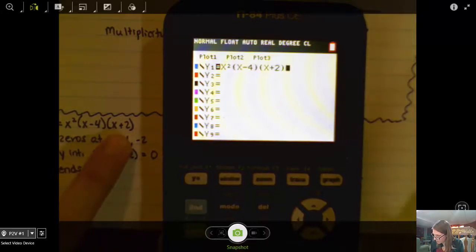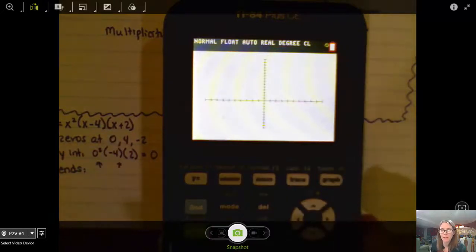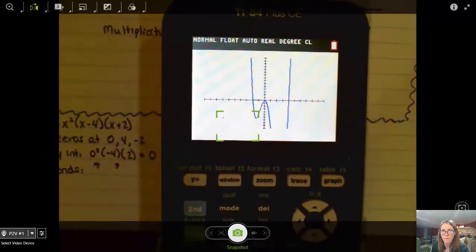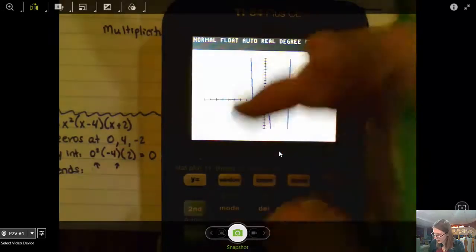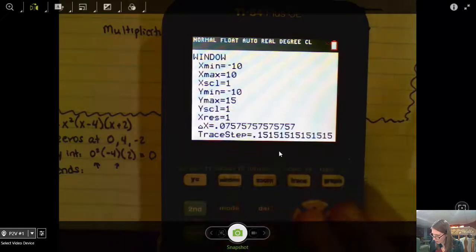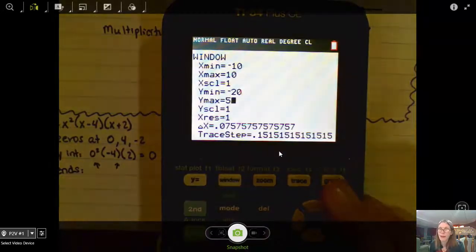x plus 2, and then we'll take a look at our graph. Try to focus this a little bit better here. There we go. Okay, so I can see my relative minimum here, my relative maximum. I don't know where this other relative minimum is, so I need to adjust my window a little bit. But I don't need to see anything up here. So I'm going to change my window, my y min. I'm going to try changing this to -20 and my y max to 5 right now.